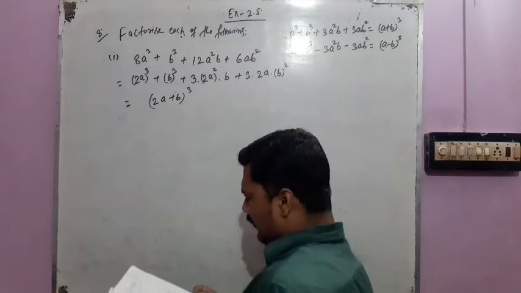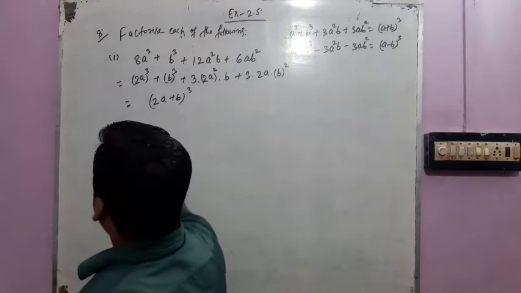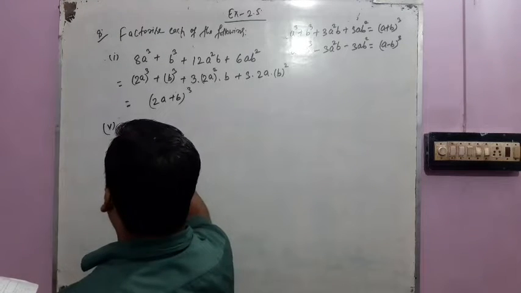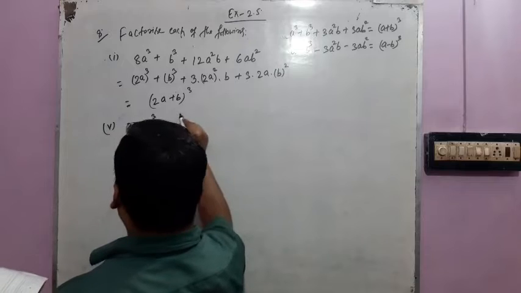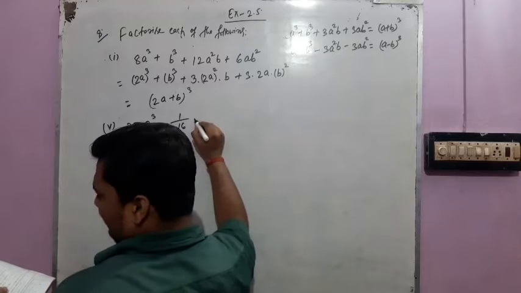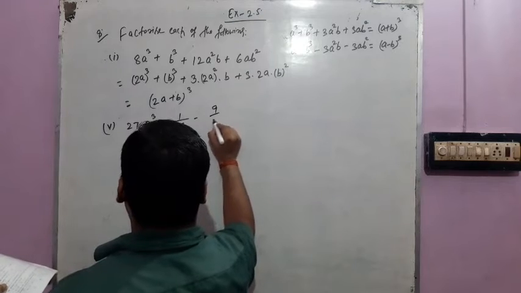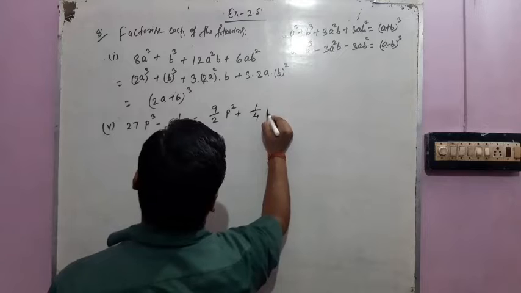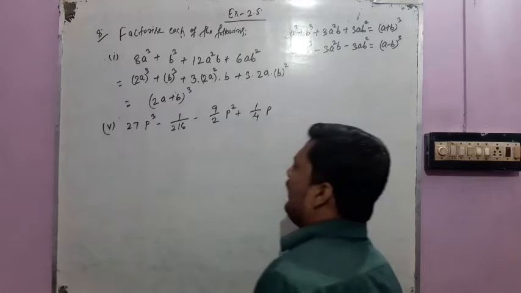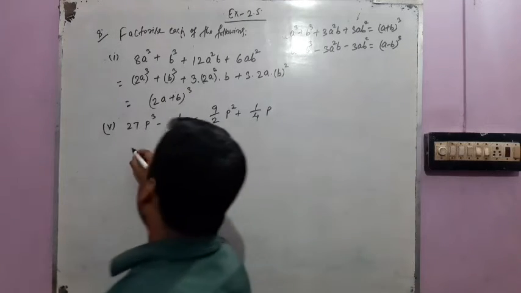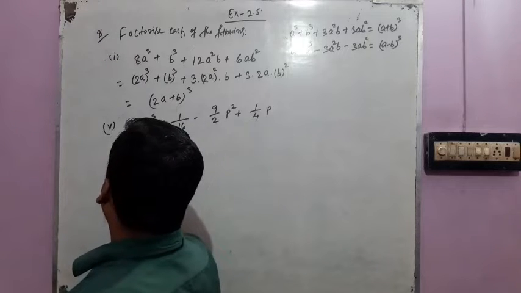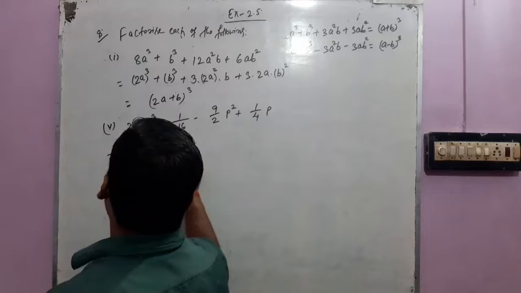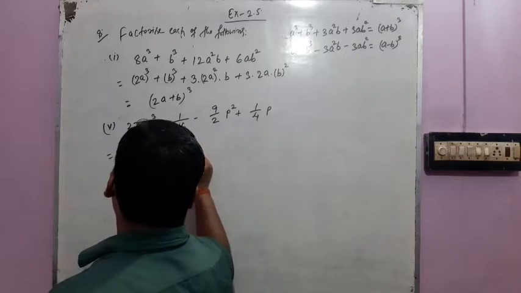In the same way, we have to solve question number 5 here. In question number 5, it is given that 27p cube minus 1 by 216 minus 9 by 2p square plus 1 by 4p. Now 27p cube we can write in the form of 3p whole cube, minus 1 by 216 we can write as minus 1 by 6 whole cube.